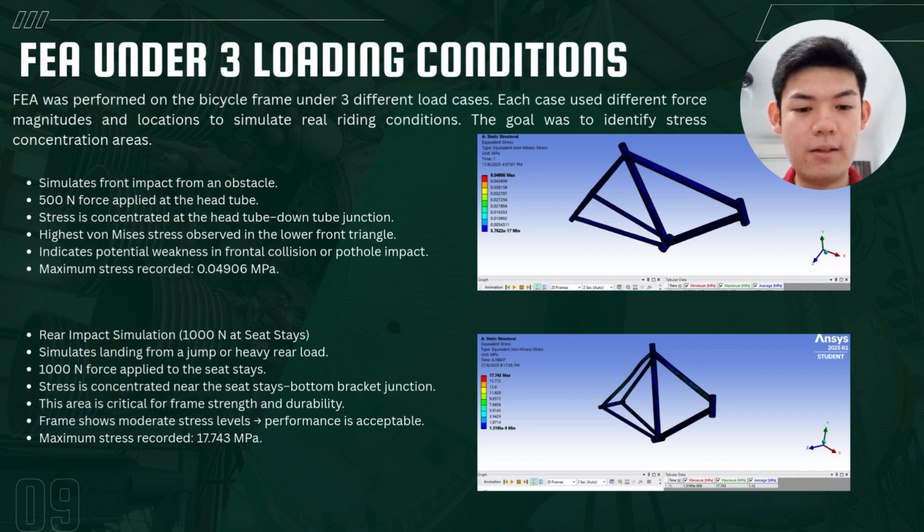Now is the second loading condition at the figure below. We simulate a rear impact, applying 1000 Newton at the seat stay. This simulates landing from a jump or heavy rear load. The stress is concentrated near the seat stay bottom bracket junction. This area is critical for frame strength and durability. The frame shows moderate stress level, which means performance is acceptable. The maximum stress recorded was 17.743 megapascal.